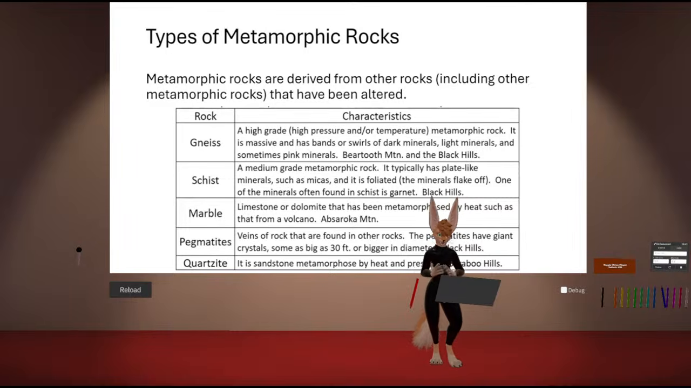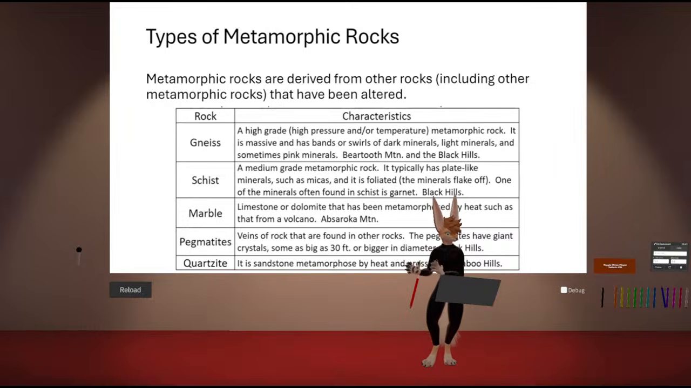Marble is limestone or dolomite that has been metamorphosed by heat, such as a volcano, like back when Absaroka Mountain was active. Quartzite is a sandstone metamorphosed by heat and pressure, which you can commonly find in Baraboo Hills.